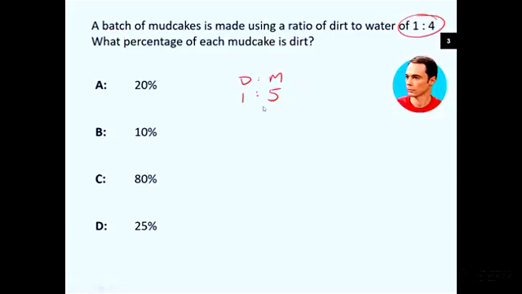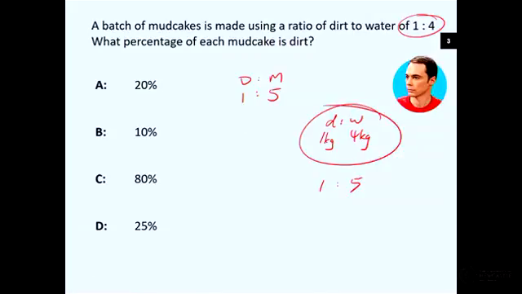And if that sucks, just make up some units. Dirt to water was 1 to 4. In other words, if I use 1 kilogram of dirt, I'll use 4 kilograms of water. The brain often works better if we're talking actual amounts. So how much dirt is there for every mud cake? Well, there's 1 compared to 5 kilos of mud cake, because clearly I've just made 5 kilos of mud cake. Yes, it's a 1 to 5 ratio.